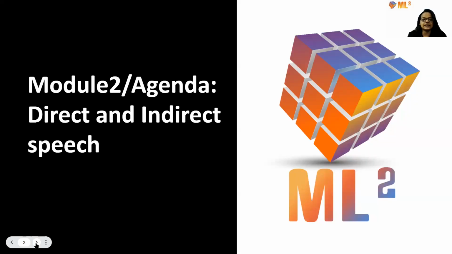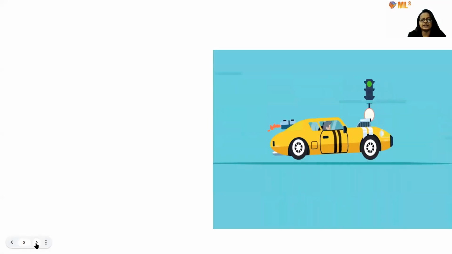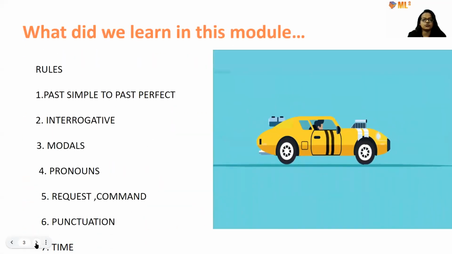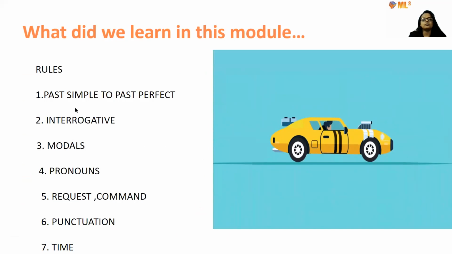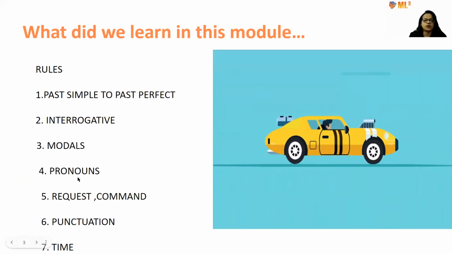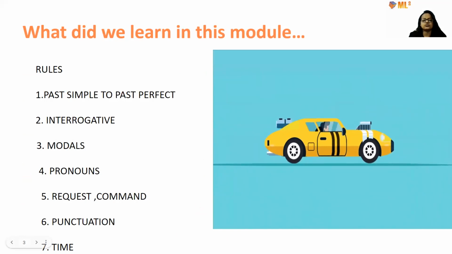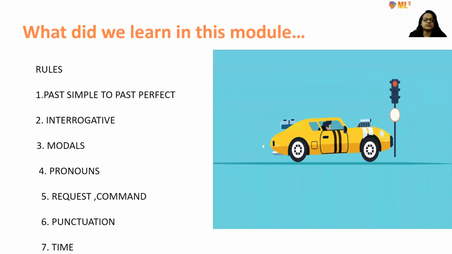Today, this is the second module. We will discuss direct and indirect speech conversion rules. We will know how past simple is converted to past perfect, and how interrogatives, modals, pronouns, requests, commands, punctuation and time expressions are changed.